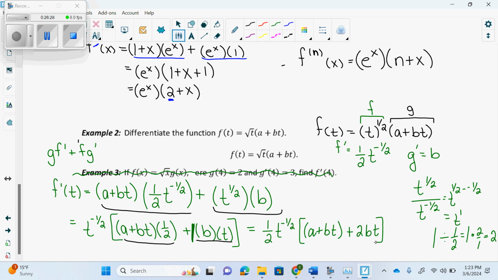Do I need the a plus bt in brackets? Or is that brackets a little bit of extra for no reason? I only need brackets if these are multiplied. They're not. There's not even anything in front of it. So the a plus bt actually doesn't need to be in brackets. So is there something else I could do there? Yeah, I have 3 bt's.